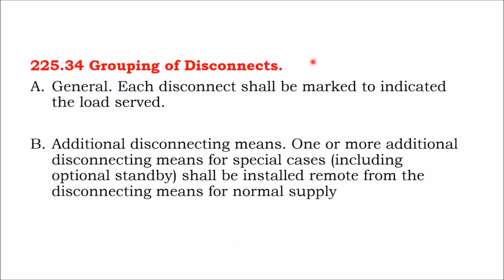Where are these disconnects grouped? They need to be marked to indicate what load they serve. Additional disconnecting means can be required for special cases, but if they're for standby generators or emergency generators, the disconnects are required to be remote from normal supply. And this, I think, is a pretty pertinent code for battery backup systems.